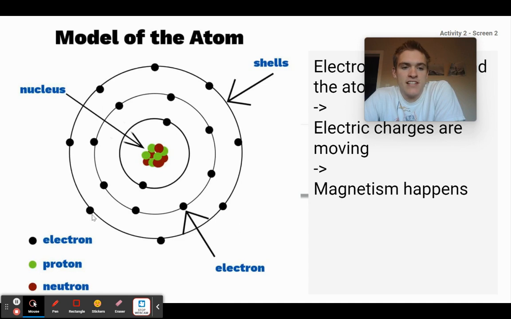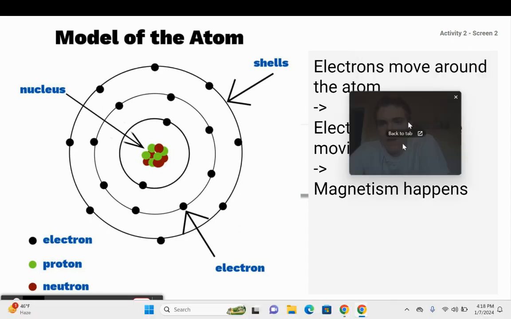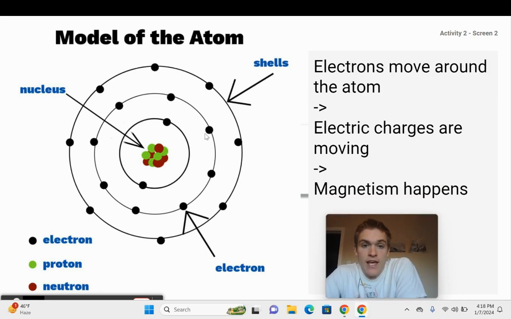There are a bunch of electrons spinning around the nucleus. The electrons move around the atom. Remember, electrons are negatively charged particles. So when they are moving, they are causing the electric charges to move. This causes magnetism to happen.